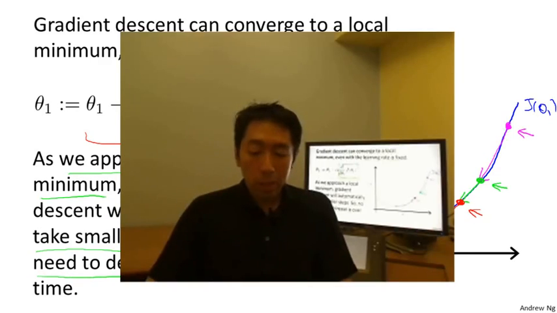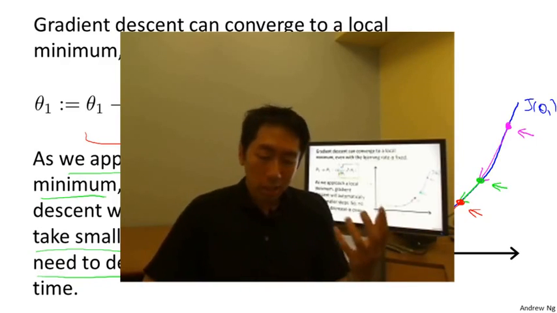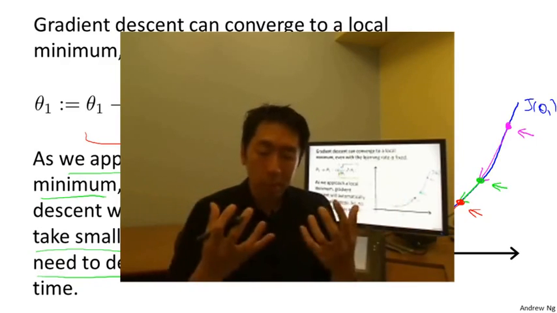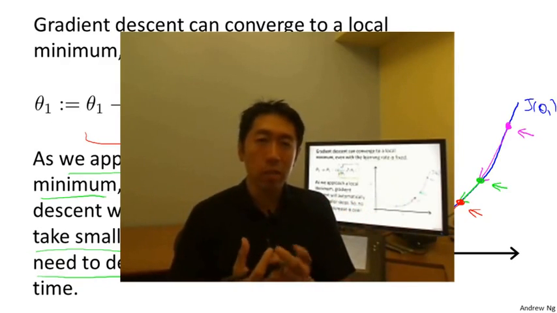In the next video, we're going to take the function J and set that back to be exactly linear regression's cost function, the squared cost function that we came up with earlier, and taking gradient descent and the squared cost function and putting them together, that will give us our first learning algorithm. That will give us our linear regression algorithm.